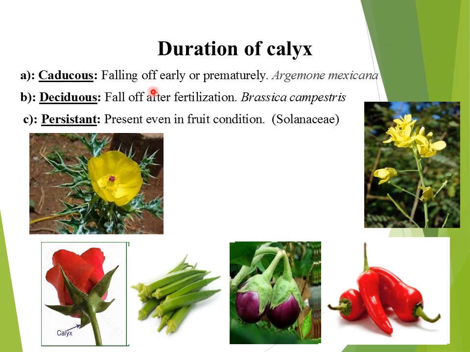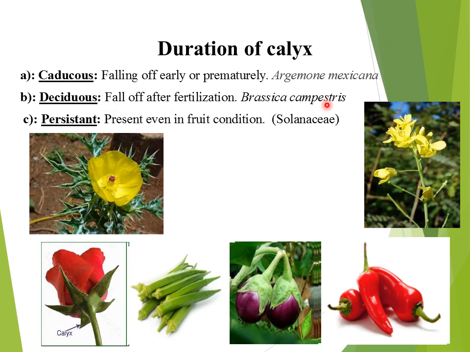Example is Argemone mexicana. Deciduous, fall off after fertilization. When the fertilization takes place, after fertilization, the calyx becomes detached from the flowers. Example is Brassica campestris. Now number C, persistent. Persistent means constantly attached, present even in the fruit condition. The sepals of the calyx remain attached with the flowers, and after fertilization, when the formation of fruit takes place, they still remain attached.